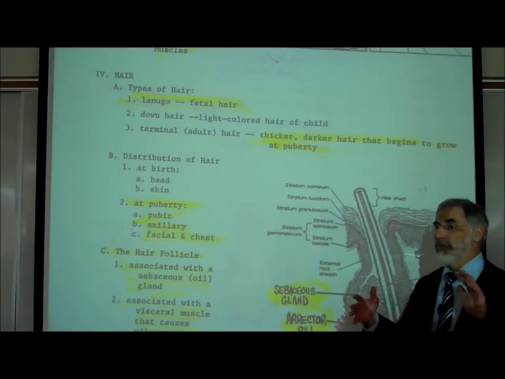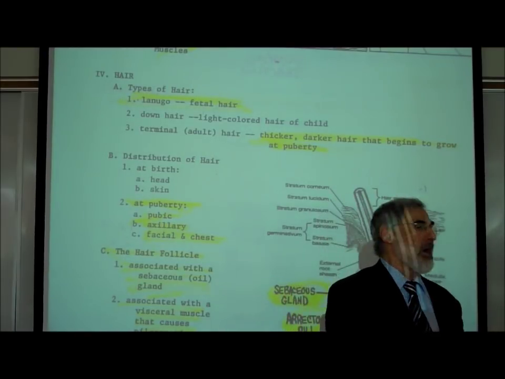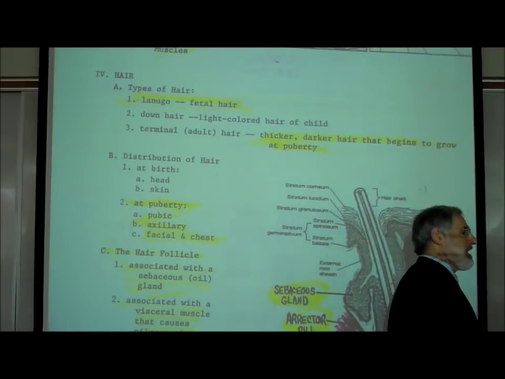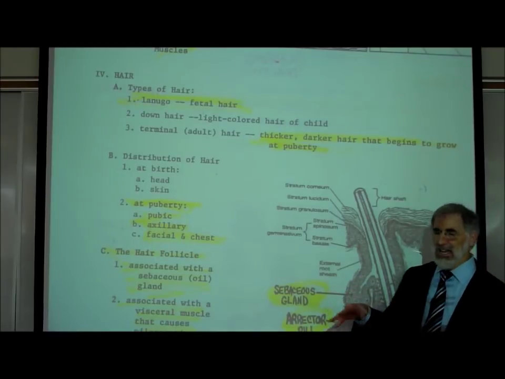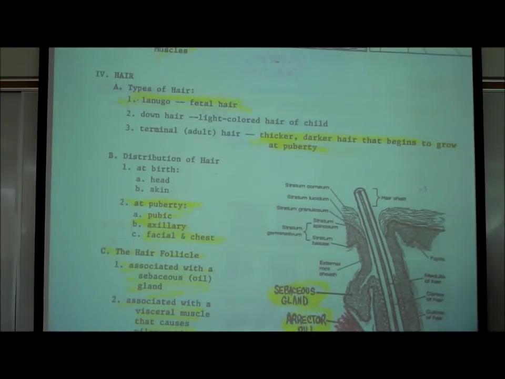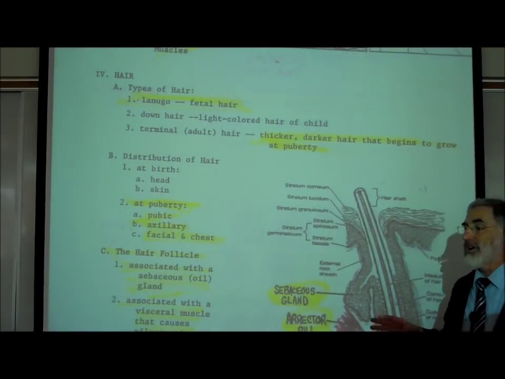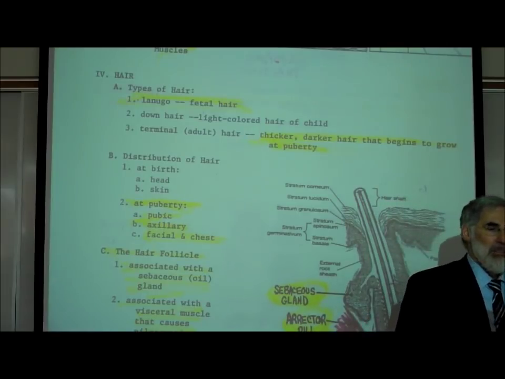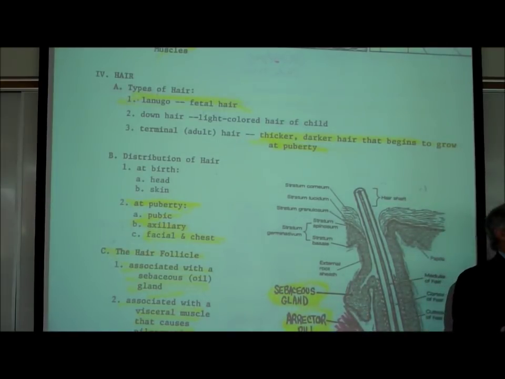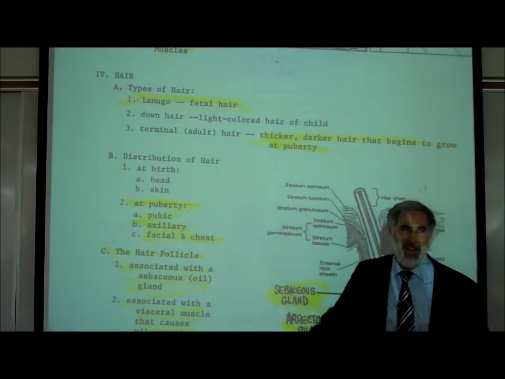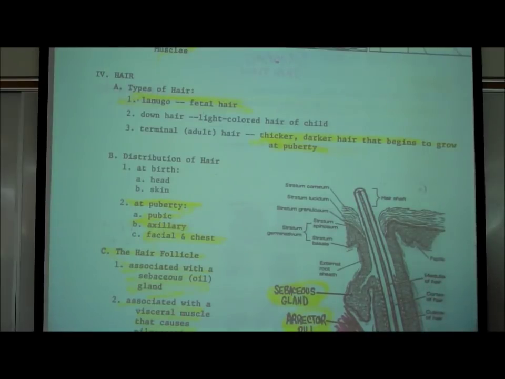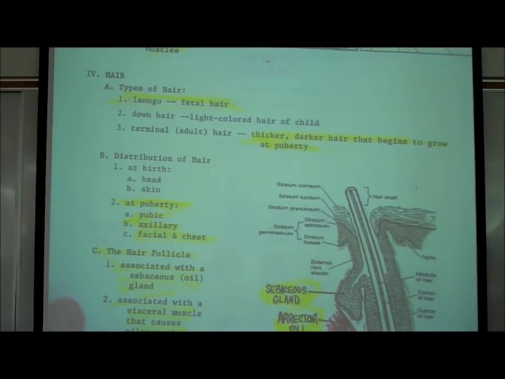Now, during childhood, we have hair on our legs and on our arms, and it's usually thin and light. Then, beginning at puberty, not only does the hair on our arms and legs start to grow in thicker and darker, but also hair starts to grow in places in our body where it never grew before. This is known as terminal hair. It sounds like we're going to die from it, terminal. But terminal means adult hair. It's thicker, it's darker, and it begins to grow at puberty.